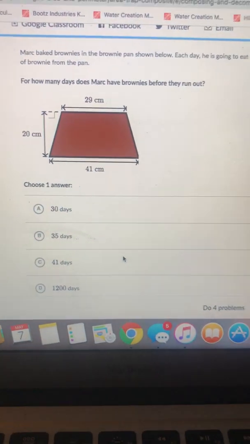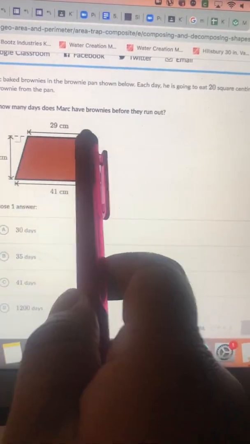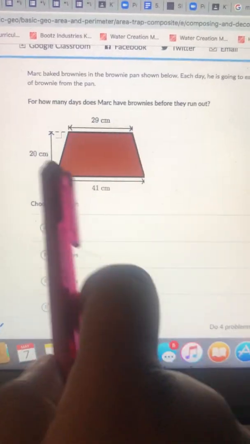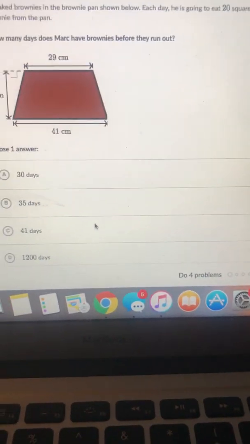So I'm going to write step 1. Let's find the shape. All right. You probably already know this, but I'm going to talk through it just in case. Because we have one set of parallel lines, and then we have a set of lines that will eventually touch each other. A shape that has one set of parallel lines is called a trapezoid. So this is a trapezoid.